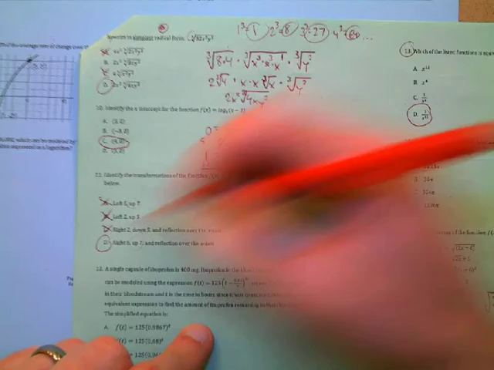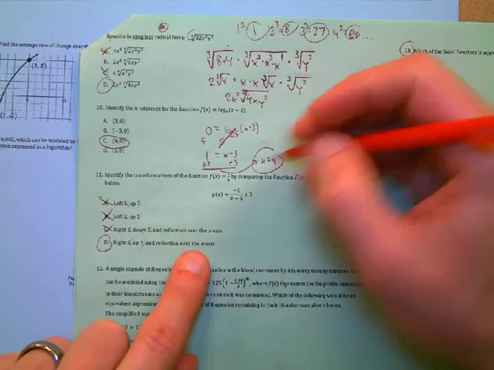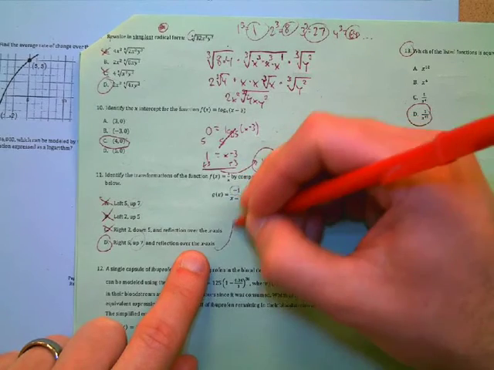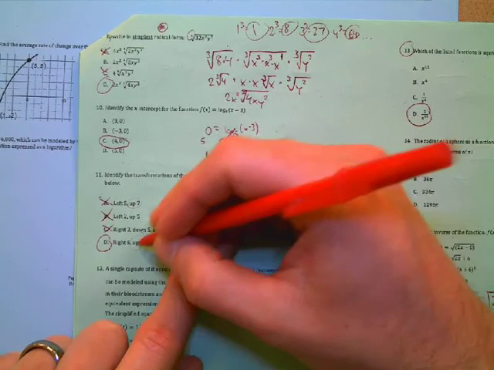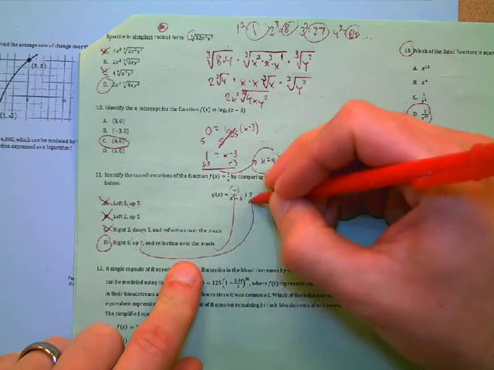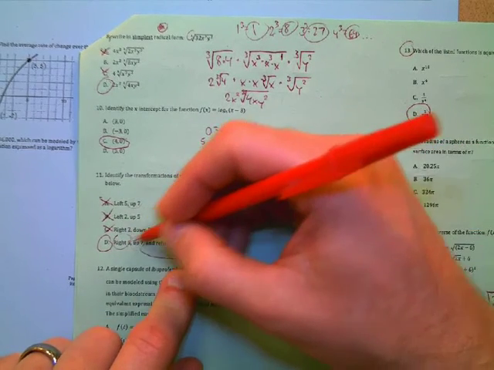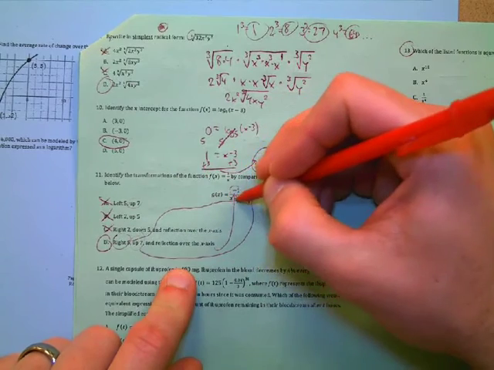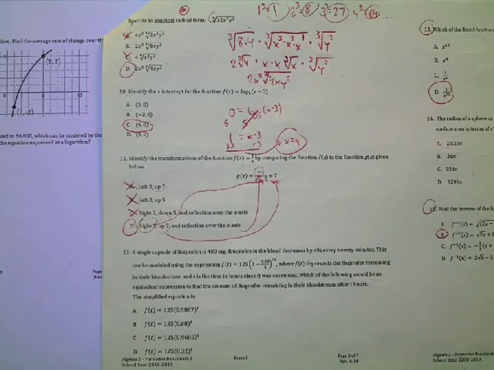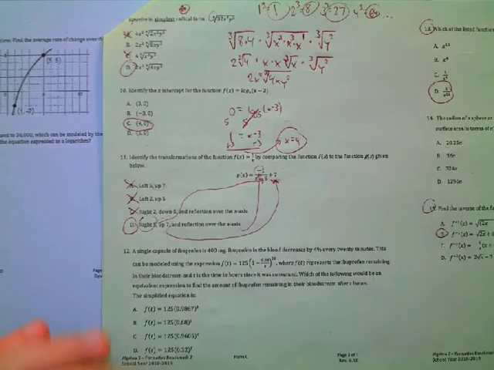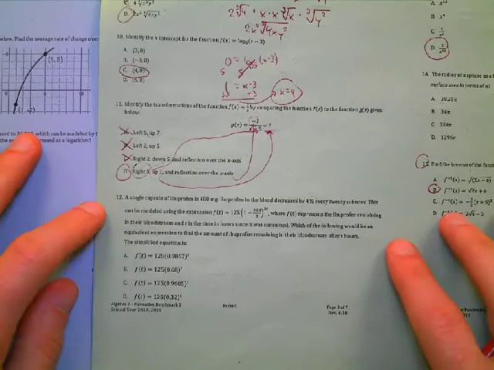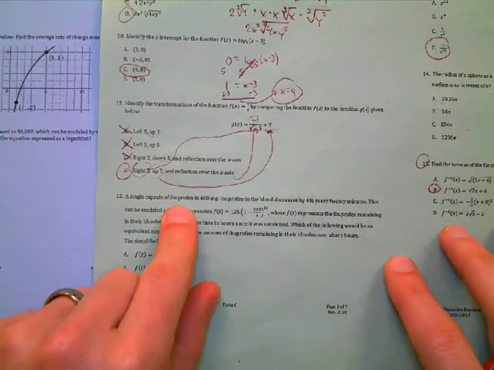Minus 5 is going to shift everything right 5. Well, that says left 5, so it can't be A. It must be D. And reflection over the x-axis, that's from that negative right there. Okay, so it's got to be D. Oops, sorry, I was off the screen there a little bit, but you can see it now at least. Ooh, a little smudgy. Okay, number 12.